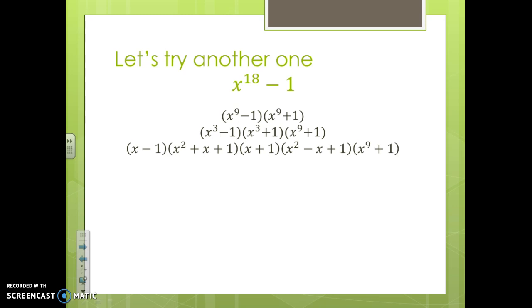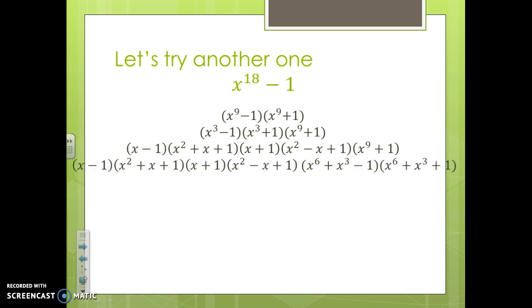I opted to go over to Mathematica to do my factoring on that, and it broke x to the 9th plus 1 on down, as you can see here, to x squared minus x plus 1 and x to the 6th minus x to the 3rd plus 1. So I wanted to look at the factors of 18, because that is the degree of the original polynomial. So I had 1, 2, 3, 6, 9, and 18.